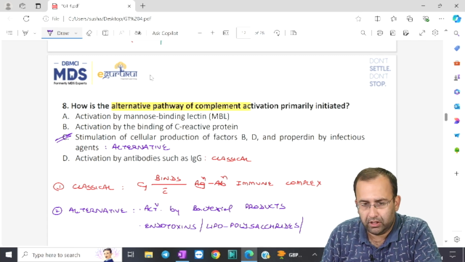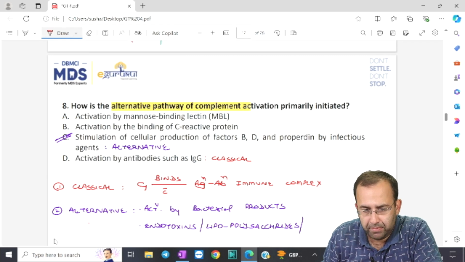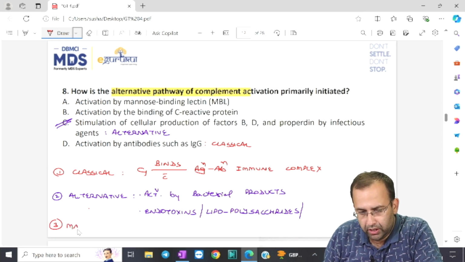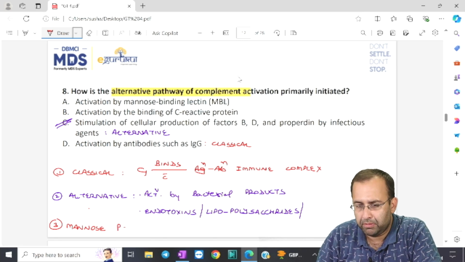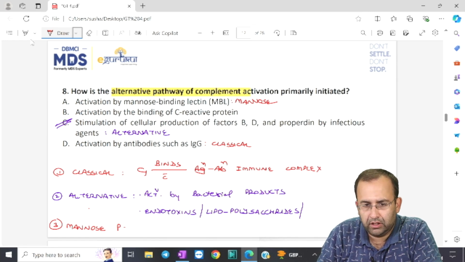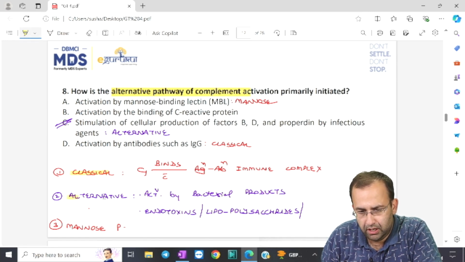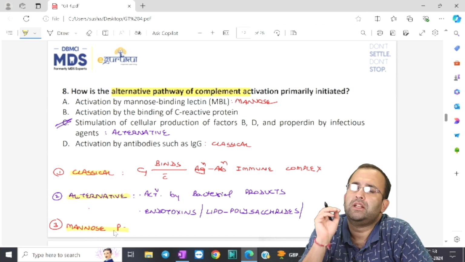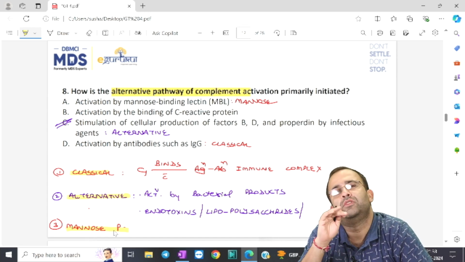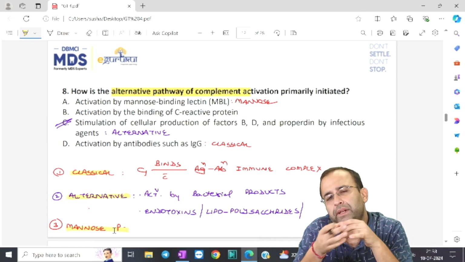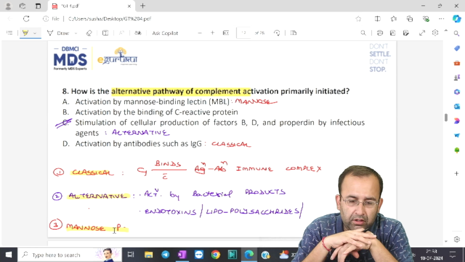And lastly, the third is the mannose-lectin binding pathway. So these are the three complement pathways: classical, alternative, and mannose-lectin binding pathway, initiated by these mechanisms. So the answer to this question was C. It is activated by cellular production of factors B, D, and properdin, the alternative pathway.